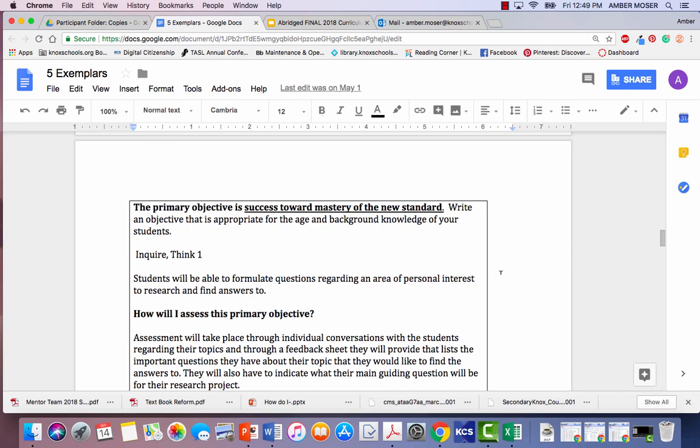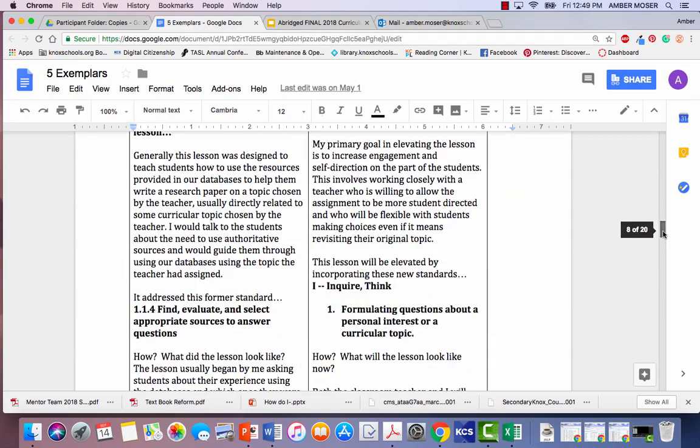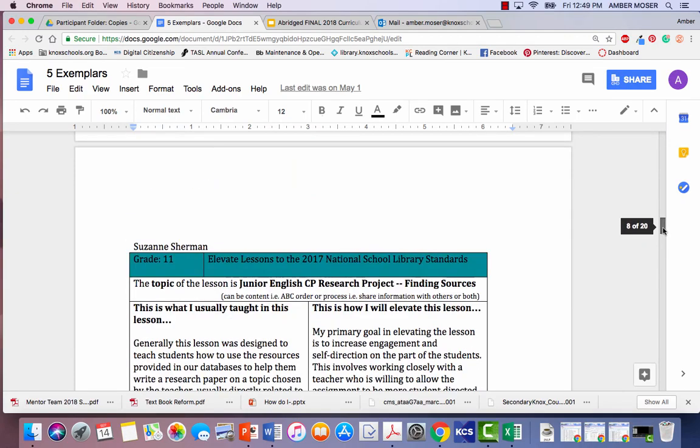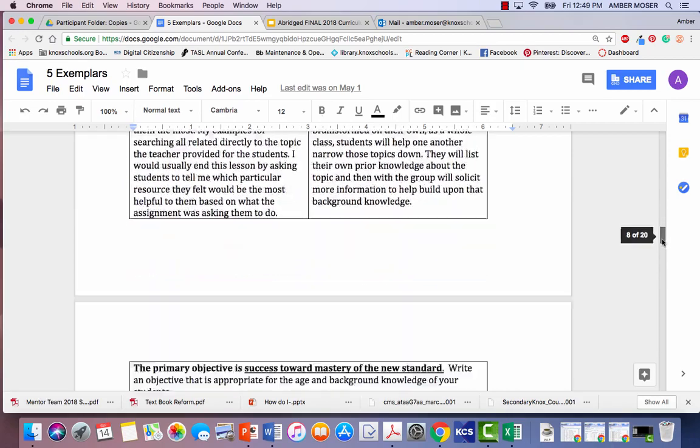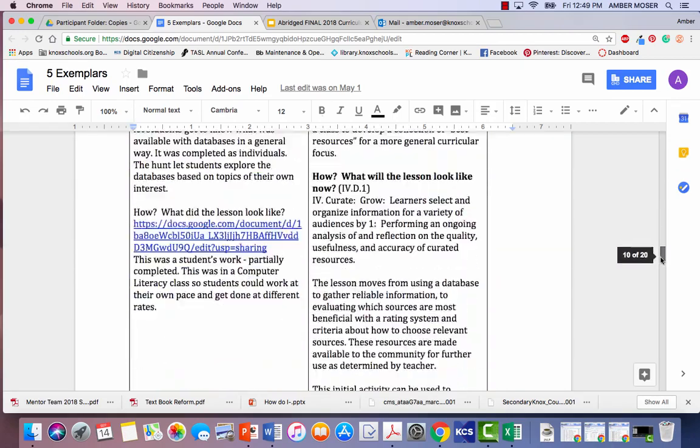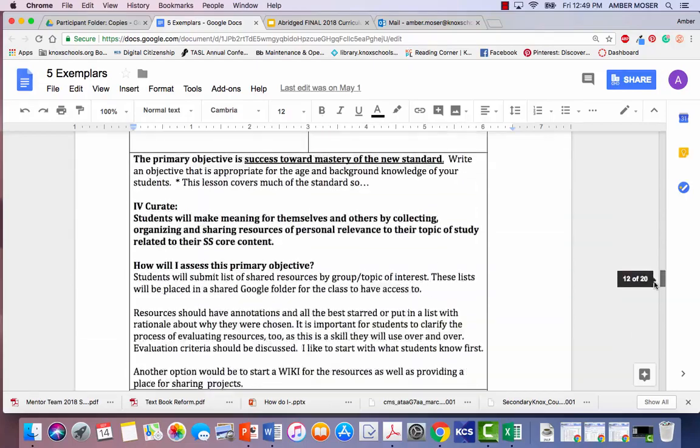Notice her objective is not about anything classroom related. It's not about the teacher's content area. Rather, it's about the standards she pulled off of the framework. Let's go on down and find an elementary lesson.